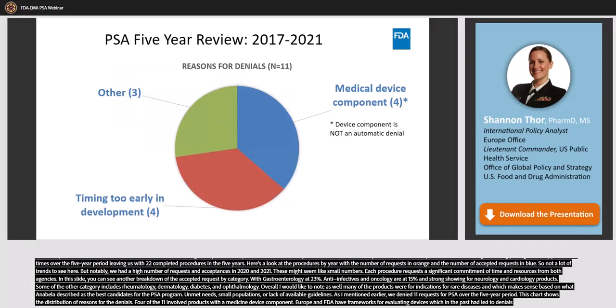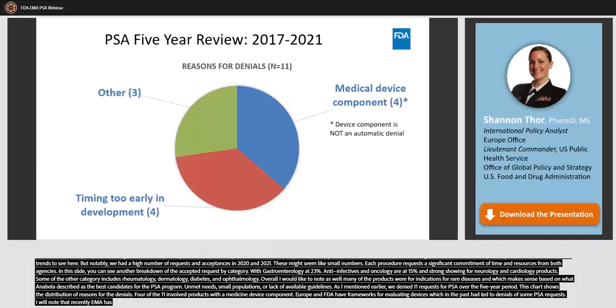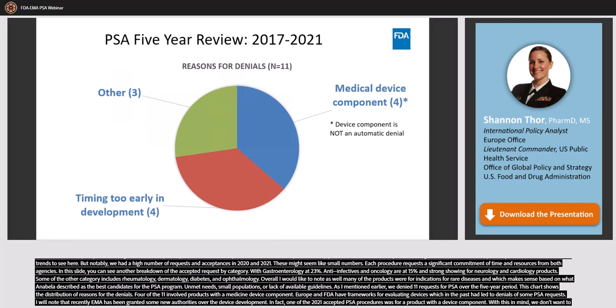Though I will note that recently, EMA has been granted some new authorities over device development. And in fact, one of the 2021 accepted PSA procedures was for a product with a device component. So with this in mind, we do not want to discourage developers from pursuing a PSA because of these data.